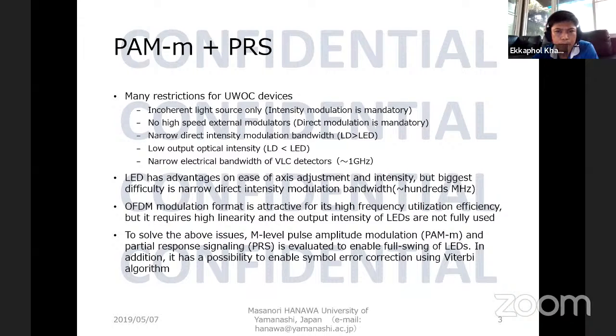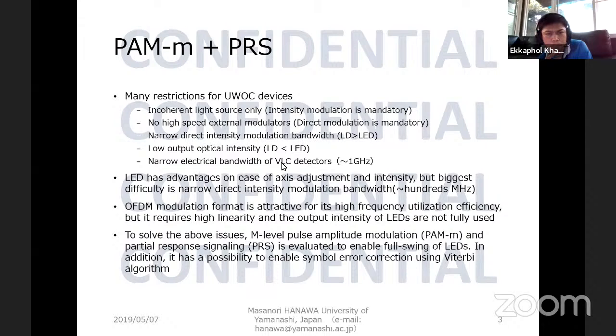So narrowband direct intensity modulation we need to cope with, because laser diodes can be modulated in gigahertz, but LEDs are about tens of megahertz or hundreds of megahertz. And optical power is not so big, but this problem might be solved by choosing a better laser diode. The situation is slightly changing.